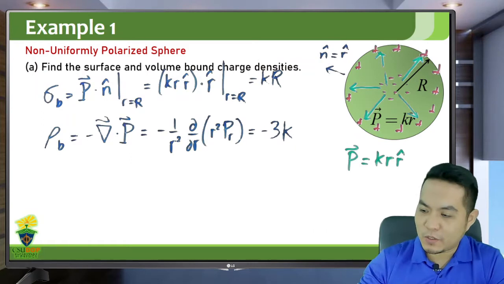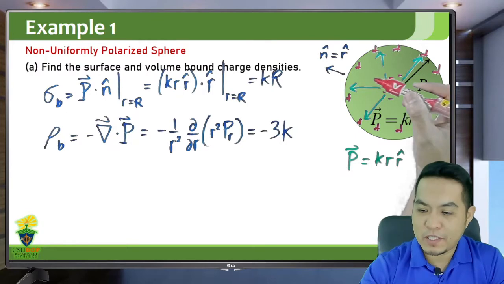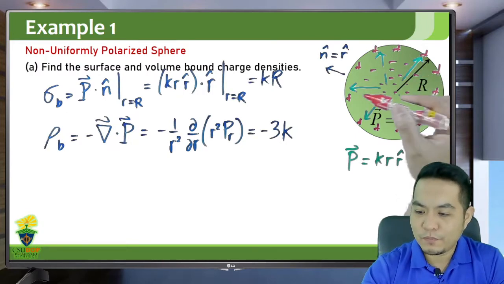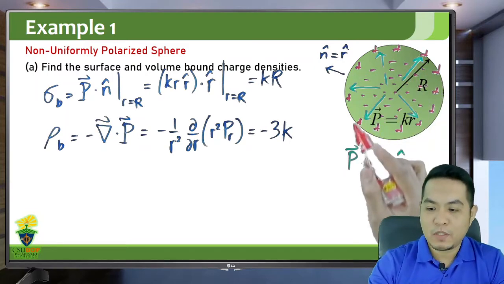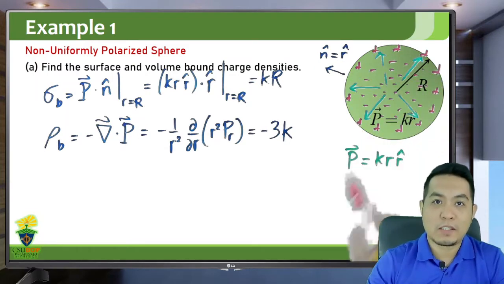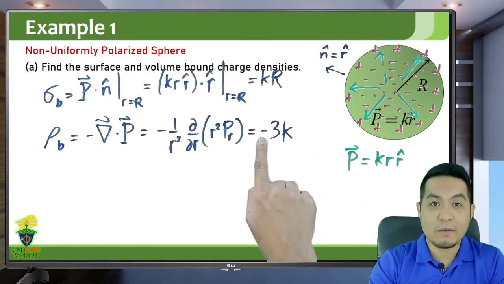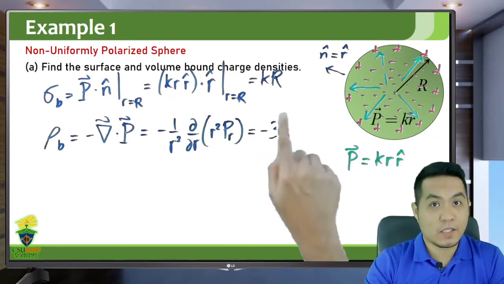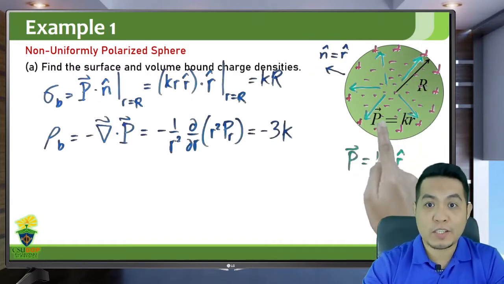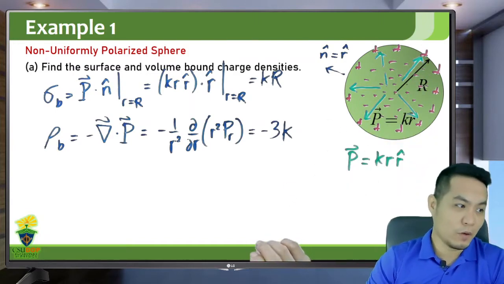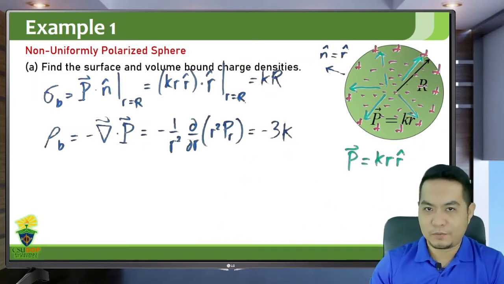It's actually constant. So a more accurate representation of this is that within the volume of the sphere, there are negative charges, but on the surface, there are only positive charges. So that's how you interpret this result. It's negative, meaning negative charges, and it's constant. It doesn't depend on R, meaning that it's a uniform charge distribution within the volume. Okay, so basically that is for letter A.